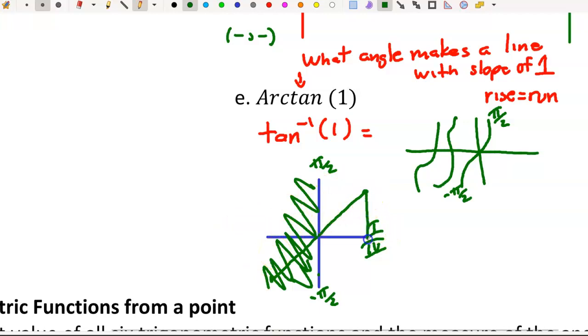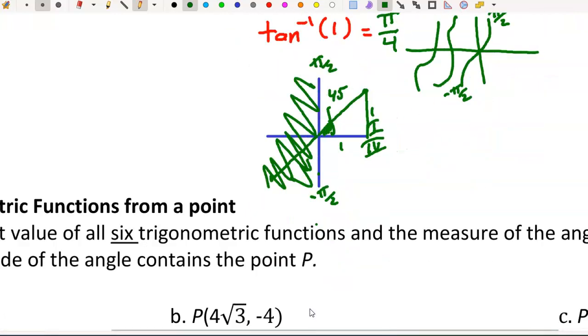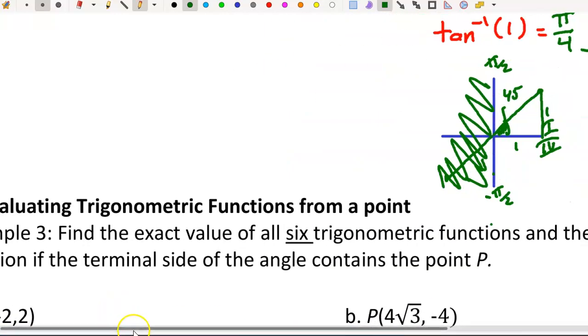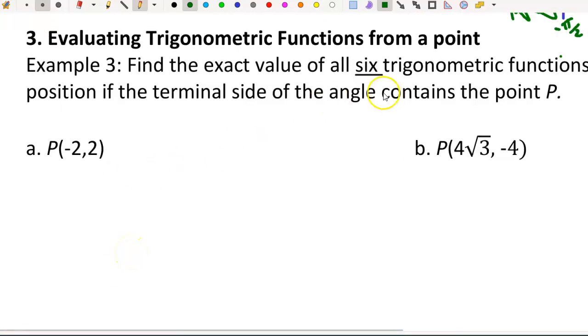So really all we have is a 1 and 1, right? That means we have a 45-degree angle, or as radians, pi over 4. But the main thing here is think about slope over here. And then go down here, and we're just going to find the angle, number 1.